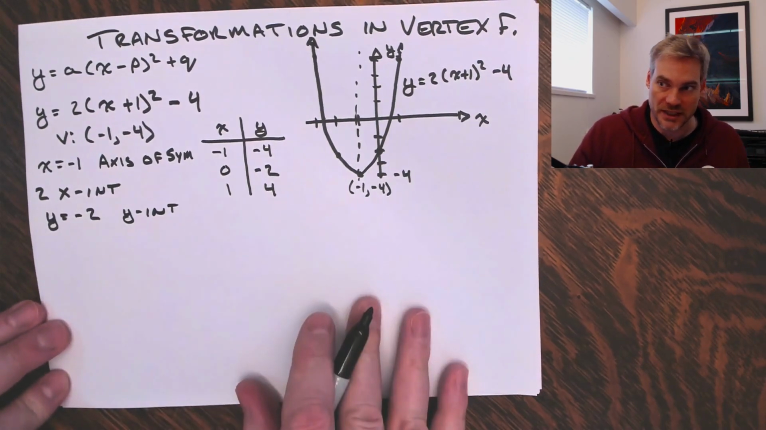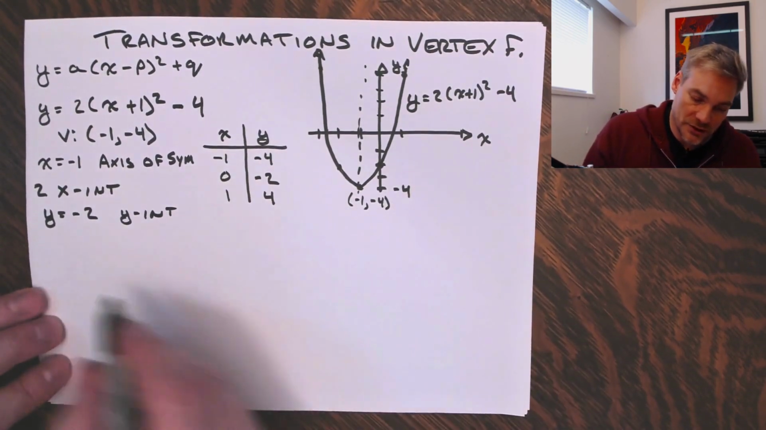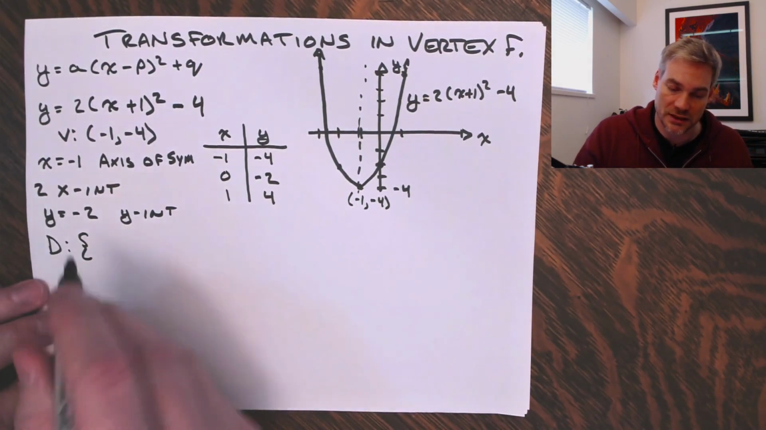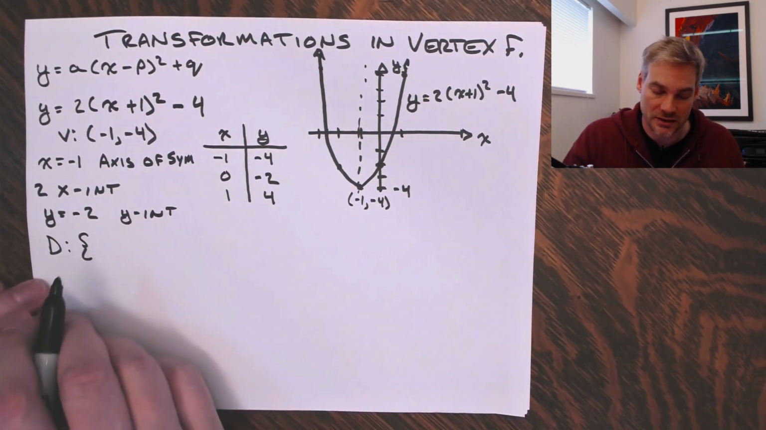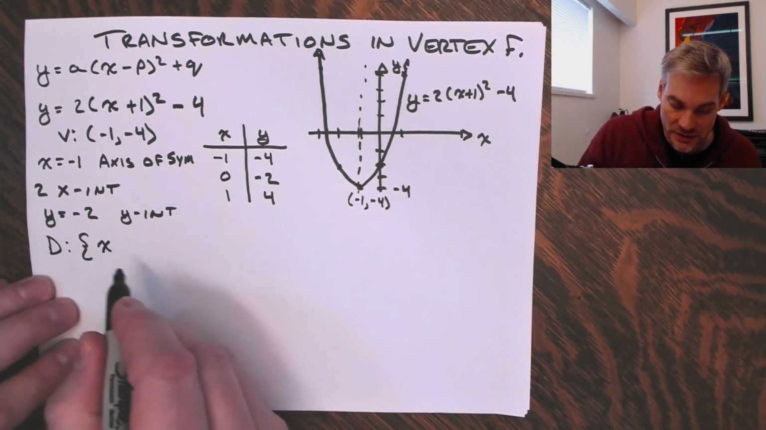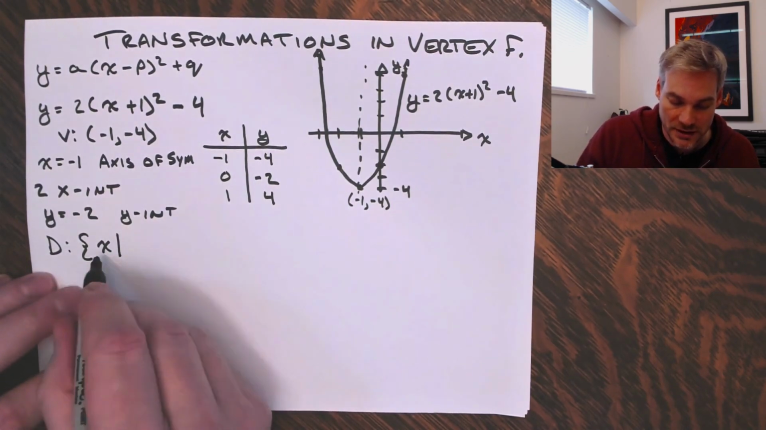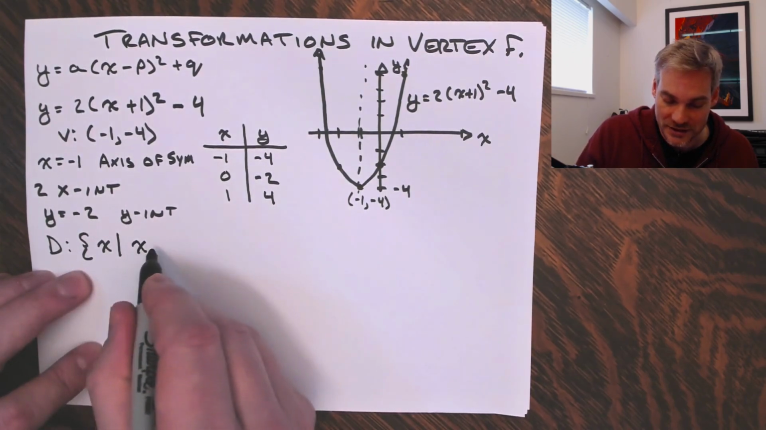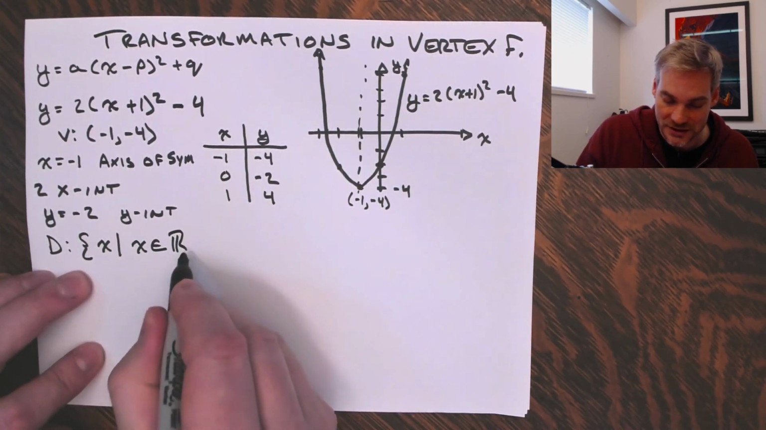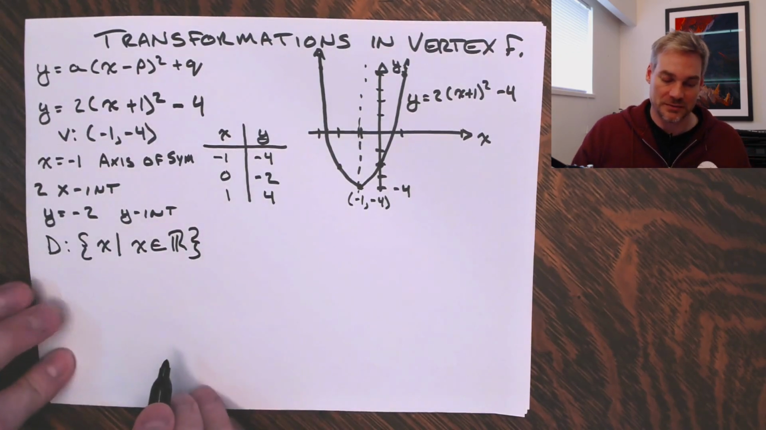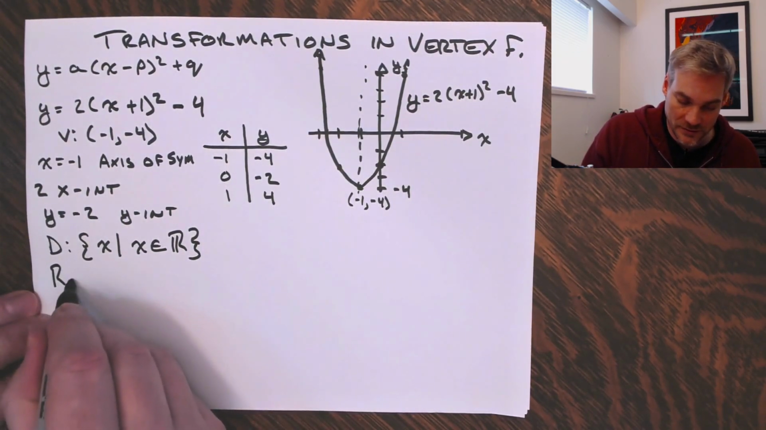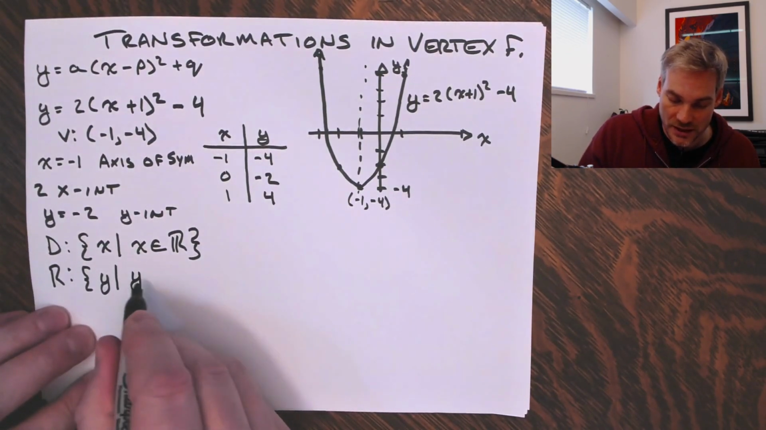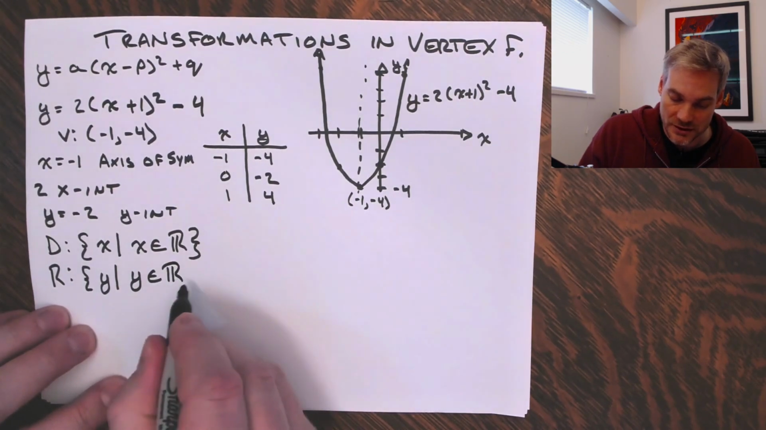And now we have the domain. And the domain for all polynomials, and a quadratic is a polynomial of the second degree, so that is a very fancy way of saying the domain for a polynomial is all real numbers. So it is x such that x is an element of a real number, and we close our set brace. And the range is the y such that y is an element of a real number.